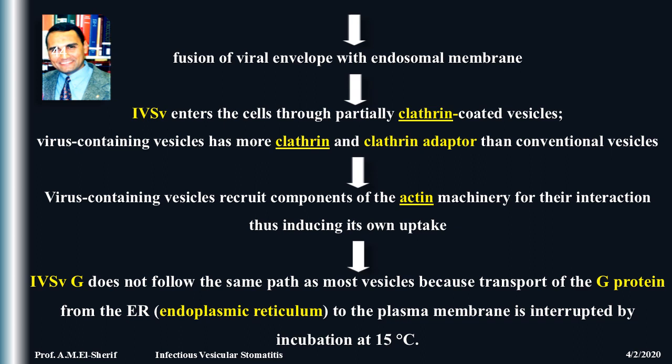After endocytosis of the virus, fusion of the viral envelope with the endosomal membrane will occur, where Indiana vesicular stomatitis virus enters the cell through partially clathrin-coated vesicles. Virus-containing vesicles have more clathrin and clathrin adapter than conventional vesicles. Virus-containing vesicles recruit components of the actin machinery for their interaction, thus inducing their own uptake.